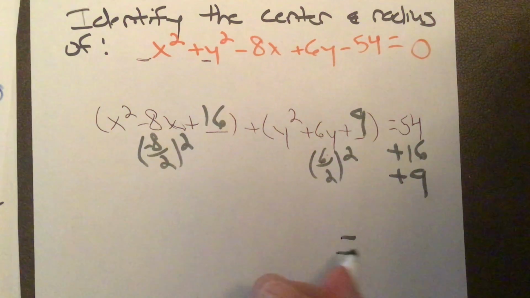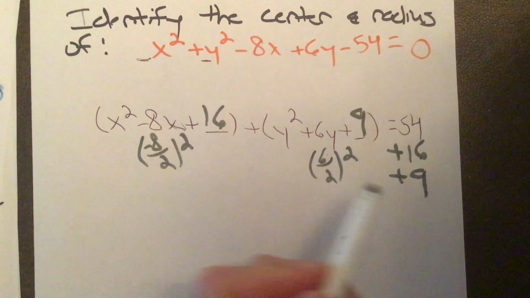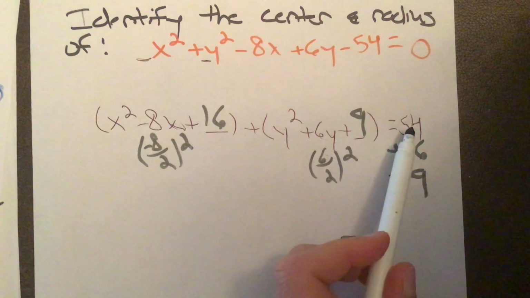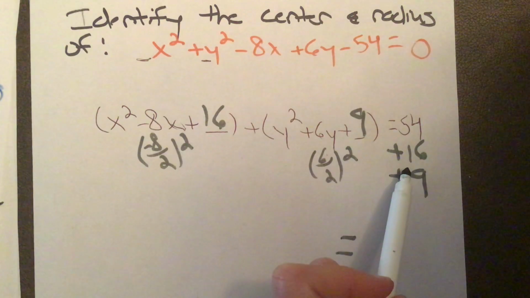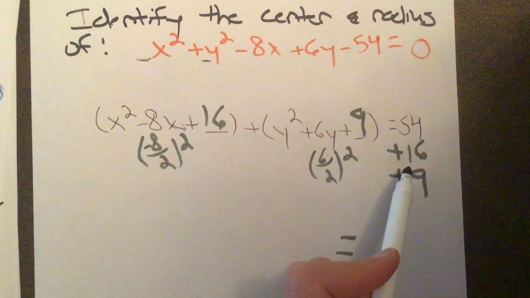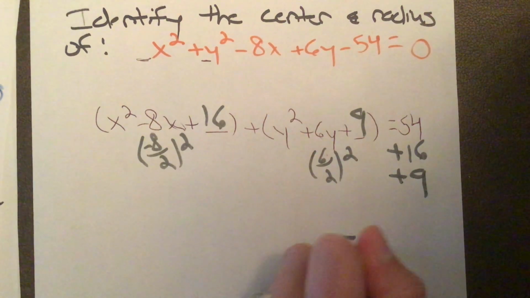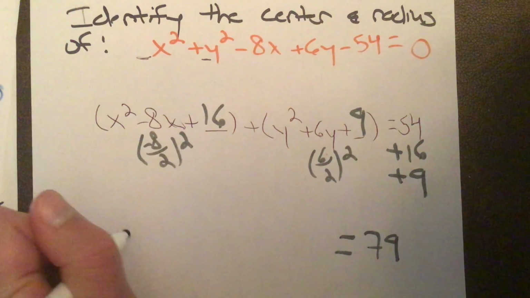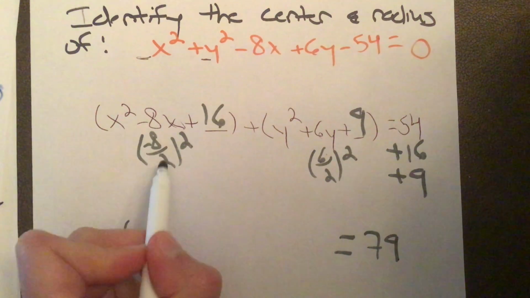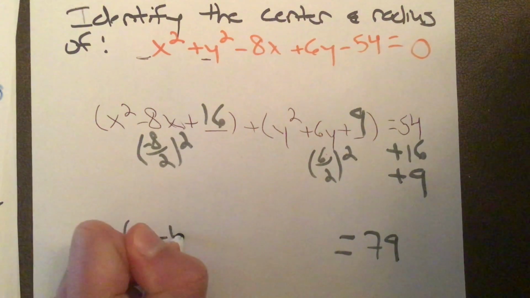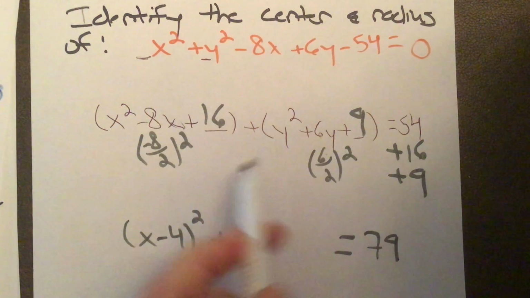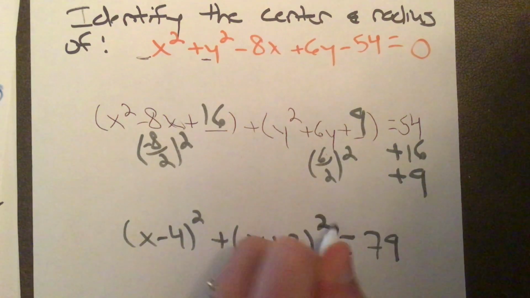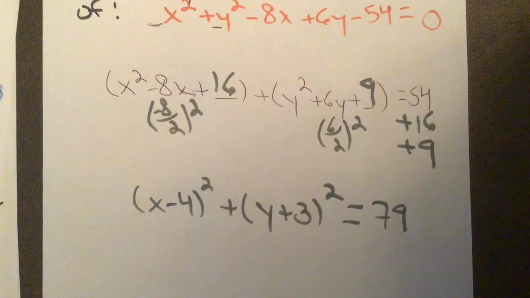Okay, so now I'm just going to add these together over here just because that's the easiest thing to do. So I have 54 plus 16. So 54 plus 16 is 70. So 70 plus 9, this is 79. And then I'm going to go ahead and factor these. So remember, it's always just half of this number. Keep the sign. So this is x minus 4 squared. This is going to be y, again, half of this number. Keep the sign. Y plus 3 squared. Now I've got it in that standard form.